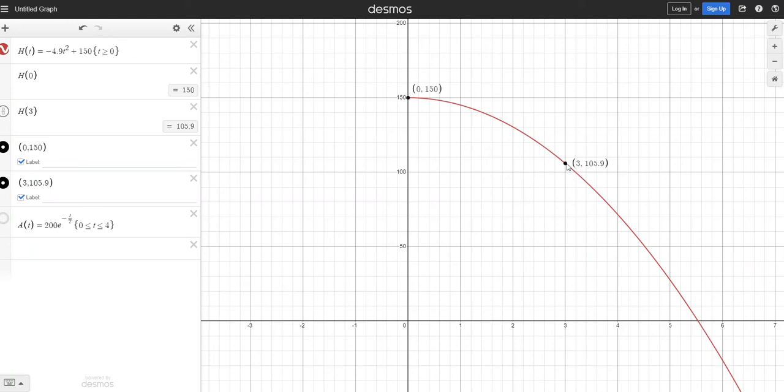So we're going to use a method of limits to help us answer that question. How fast is it going right at 3 seconds? Here's how we're going to do that.